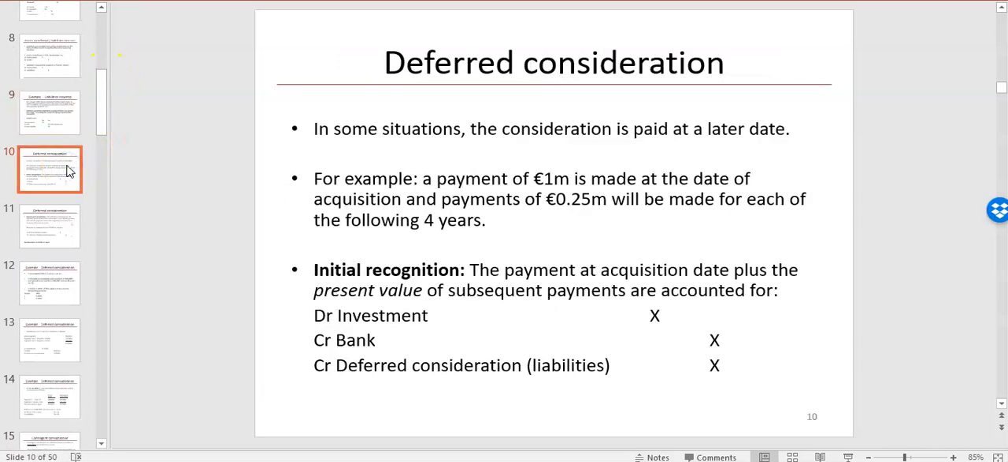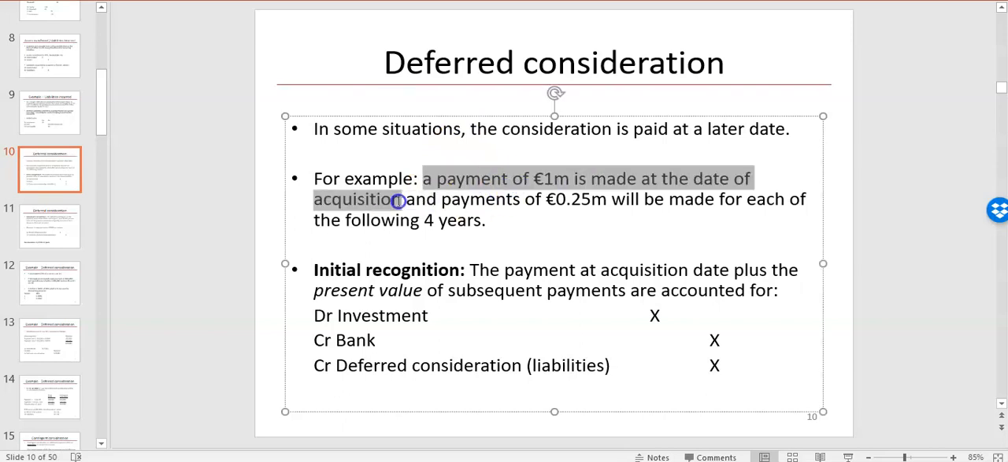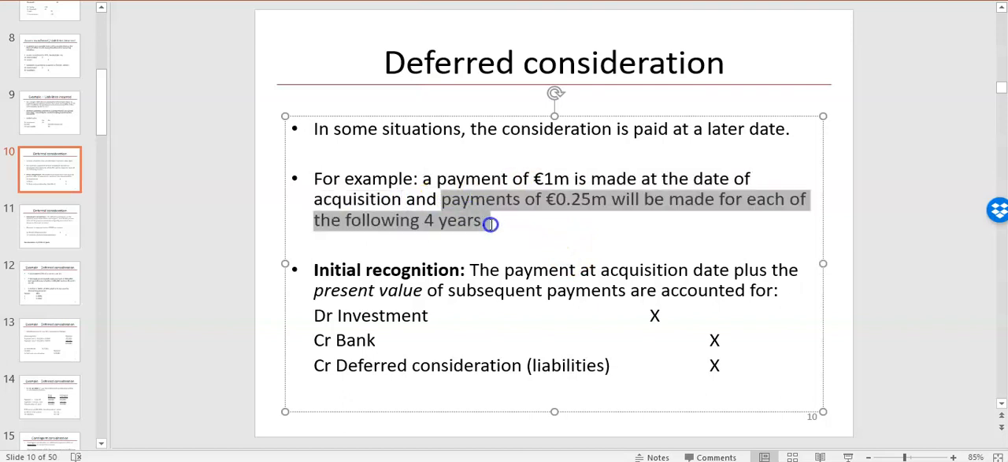Deferred consideration is similar to cash in that you agree to pay a certain cash amount, not today, sometime in the future. Often acquirers will try and do this to stagger out the amount of paying, so you don't have to finance all the consideration today. You'll smooth it out over a number of years to make it more affordable and not to deteriorate your liquidity too much. So for example, a payment of 1 million at the date of acquisition, which we call a cash payment, and then payments of $250,000 for each of the following 4 years.